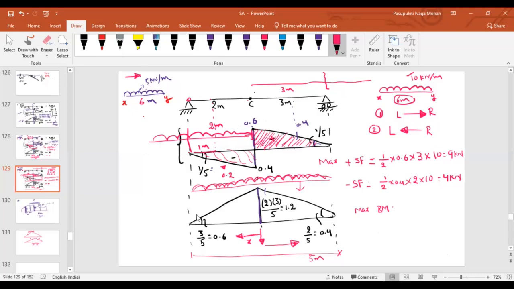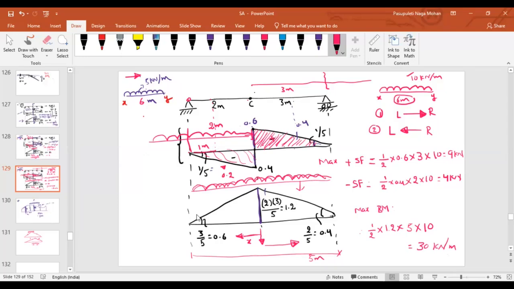Now it's nothing but what is the area of this entire triangle? Again, half into the maximum ordinate 1.2 into the total length of the beam 5 into the 10. Then how much will it be? 30 kilonewton. Is it right?